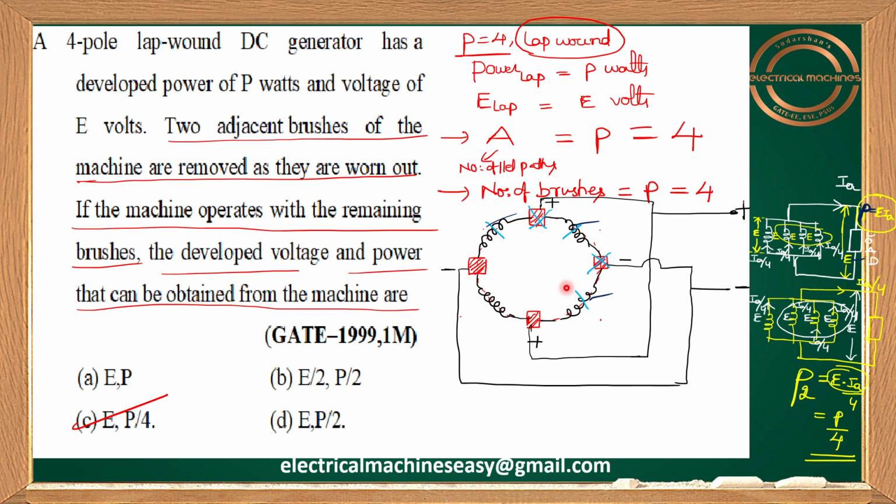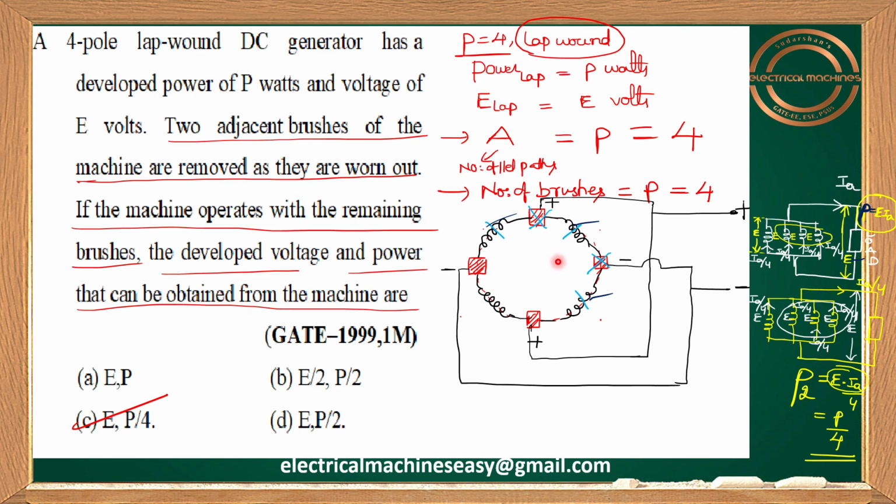That's it. Suppose only one brush is worn out, for example this brush. These two become dummy, whereas this is in active mode, and this is also in active mode. So current IA by 4 plus IA by 4 becomes IA by 2. So at that time your answer is E comma P by 2. Your option may be D if only one brush is worn out.